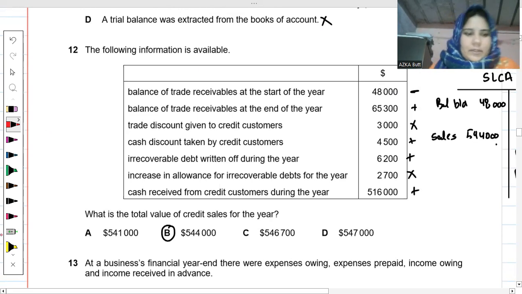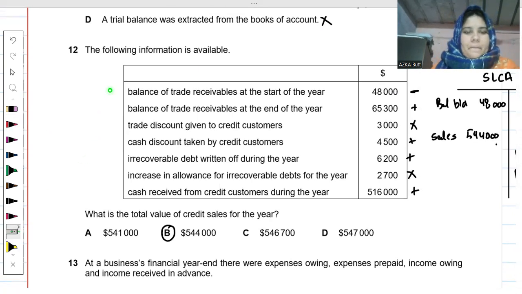So in this question, the following information is available: at the start of the year we have some trade receivables. This is the balance CD. This is the trade discount which we gave to our customer, but it would not be recorded, because trade discount would not be recorded in the sales ledger control account. Cash discount and irrecoverable debts would also be recorded on the credit side.